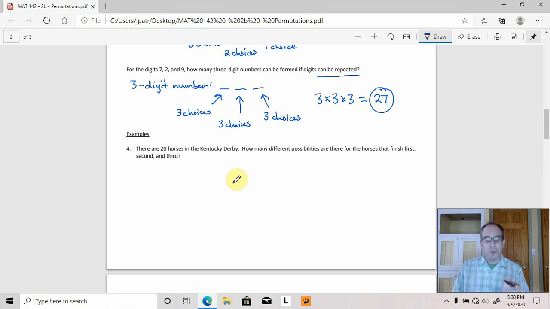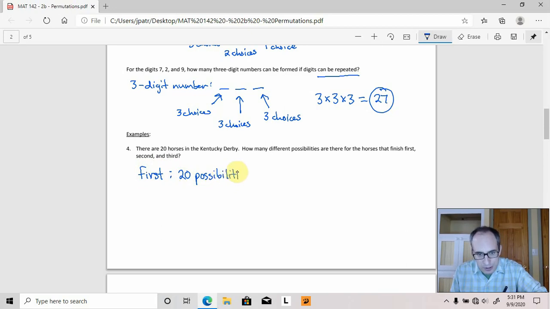But if there are 20 horses, and we want to know how many different possibilities there are for one horse to finish first, another to finish second, and then another to finish third, right? Here you clearly couldn't have repeats, because how could a horse possibly finish first and second at the same time? That doesn't make any sense. So how many different options can we have here? For finishing first, there are 20 possibilities, because any horse could do it.